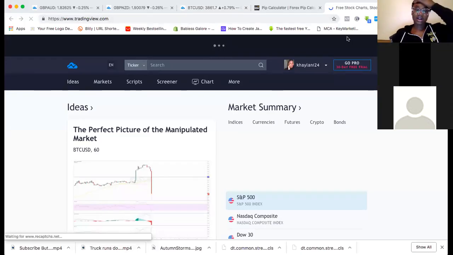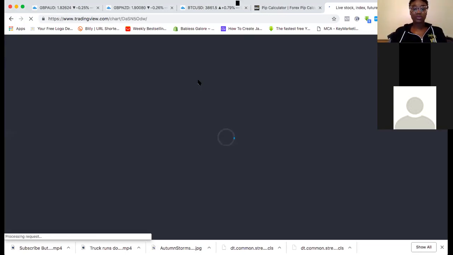Alrighty, so tradingview.com, you would then click on chart here, or you could type in the pair you want to look at, but I always just click chart. Is that anyone can go to TradingView or no? Yeah, any person can go to TradingView. This is just where all the charts are.